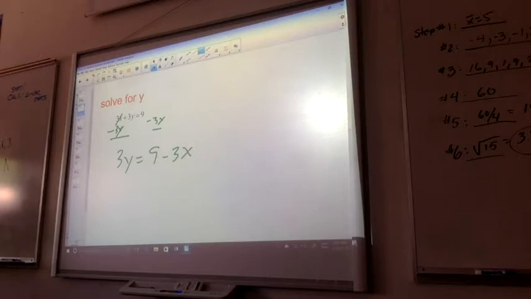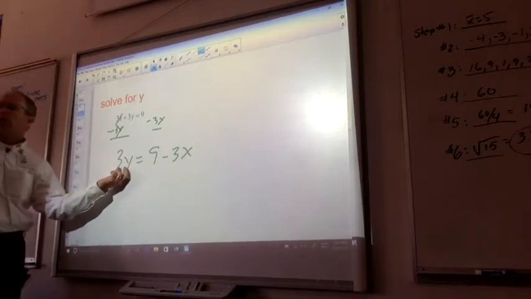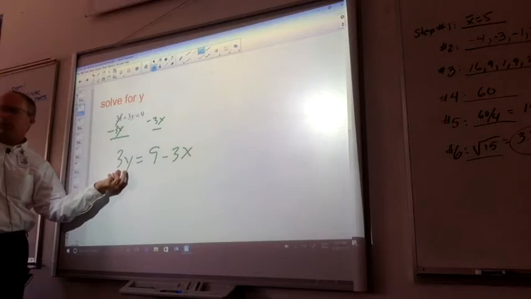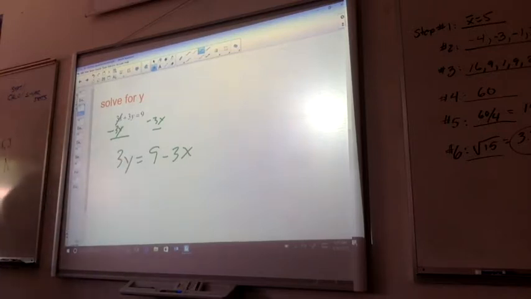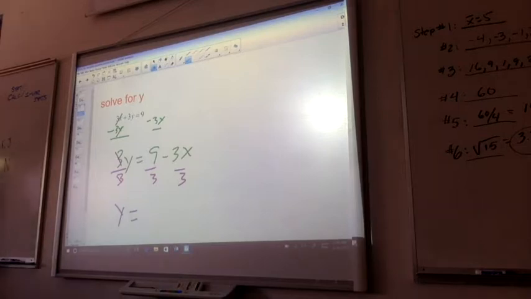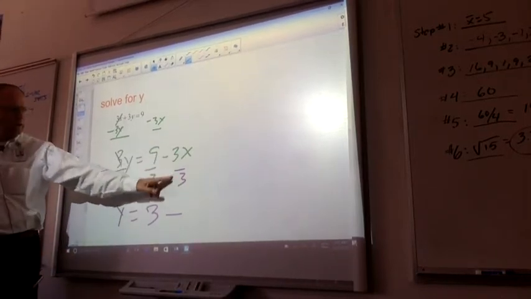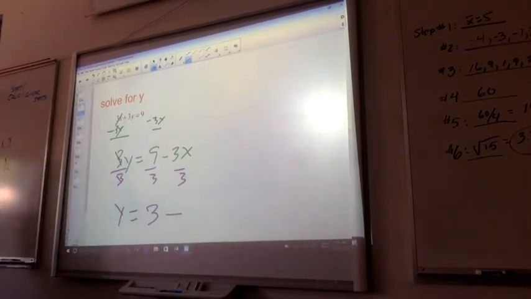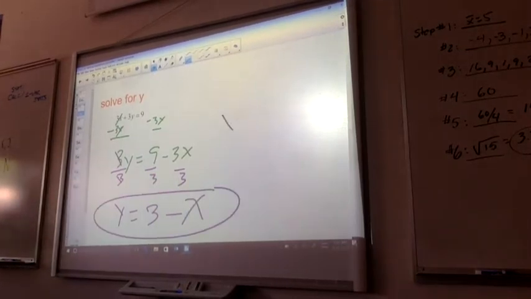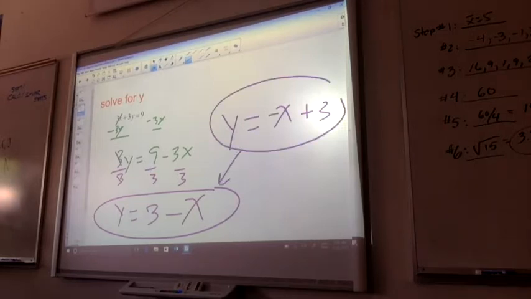How are 3 and y being held together right here? Multiplication. What undoes multiplication? Division. So I'm going to divide everything by what number? 3. That cancels that. So y equals 9 over 3, which is how much? 3. And then what happens here? It just becomes x, so minus x, right? Or minus 1x if you wanted to. So there's your answer. And of course you could have your answer like this. Either answer, again, it's going to be your choice.